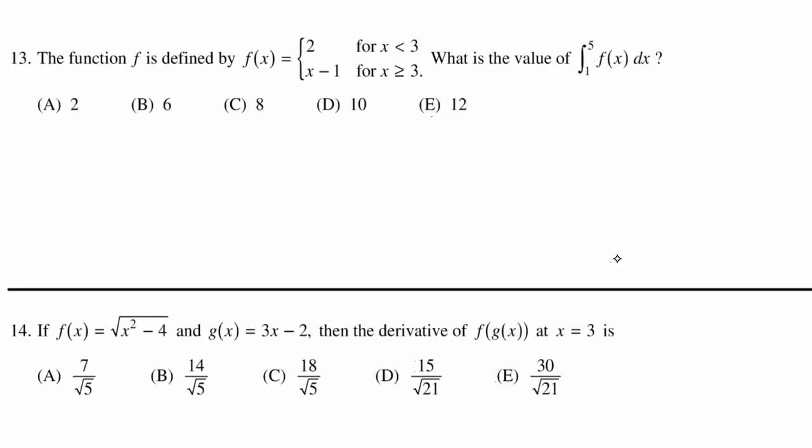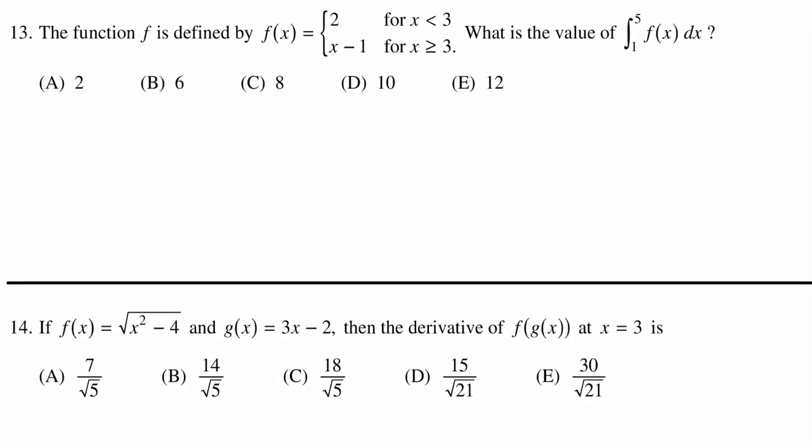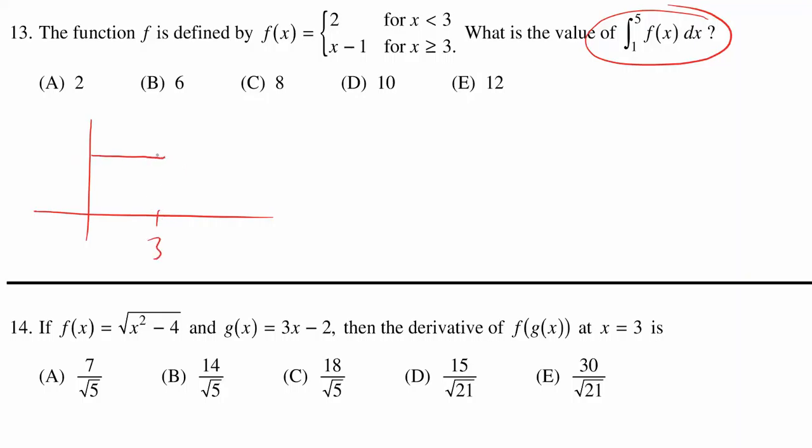Looking at 13, the function f is defined by, what is the value of the area under the curve from 1 to 5? Let's get a sketch in there. It is 2 when it's less than 3. And it is x minus 1 after 3. So at 3, that would be 2, so they'd meet. And then it'd look like that, I think, to 5.